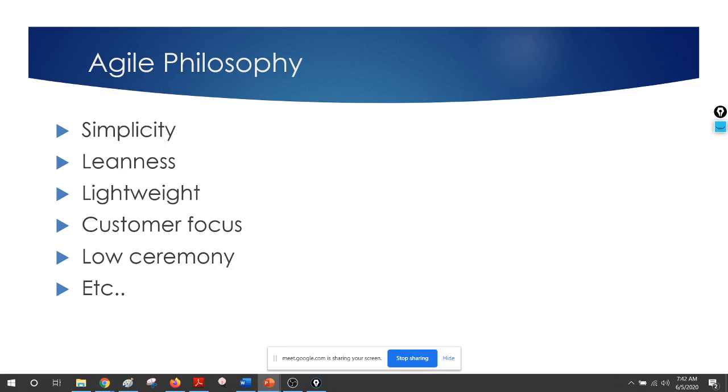Then the customer focus. Whenever you develop something, look at your customer's requirement. Don't develop what you like. Develop what your customer really wants, right? So low ceremony. There are no ceremonies like this.